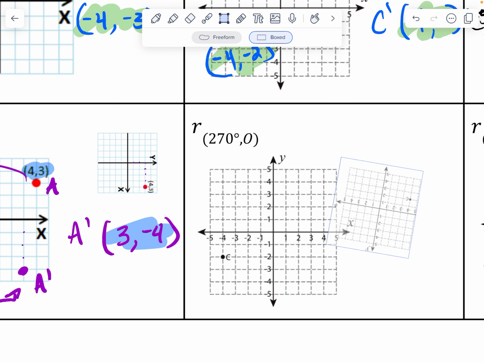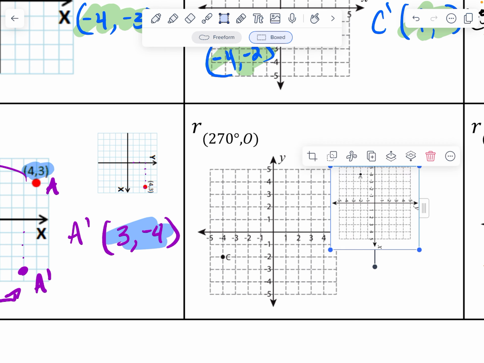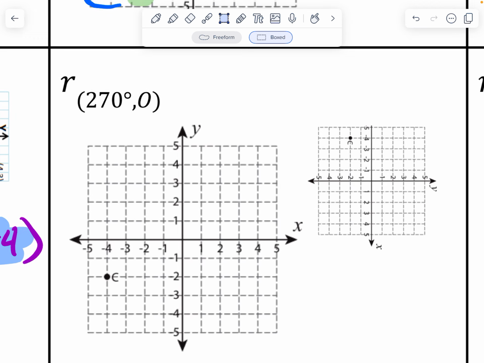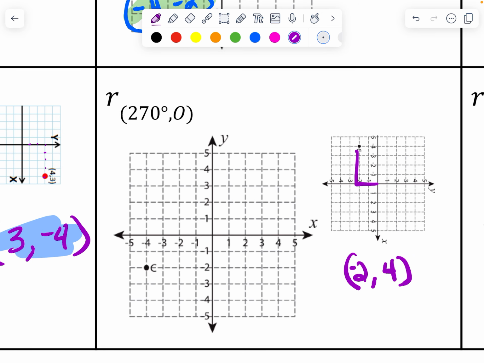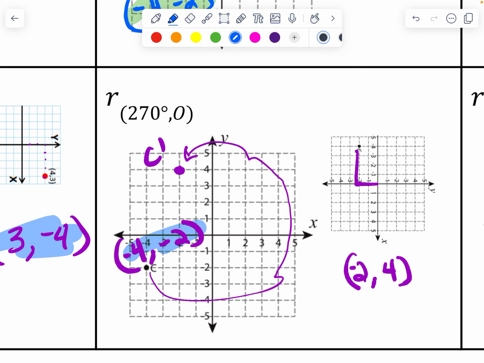1, 2, 3. I'm going to scoot you over a little bit. Let's see, this looks like 2, 4. No, negative 2, 4, excuse me, because it's over here, up 4. So my new one is going to be at negative 2, up 4, C prime, because I've got 1, 2, 3 full rotations. Again, there's a pattern. We started at negative 4, negative 2, and we're going to end at negative 2, 4.